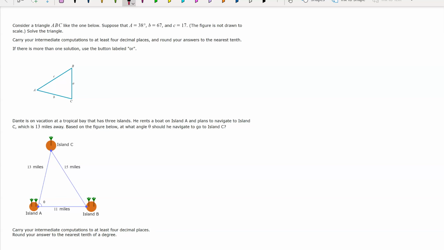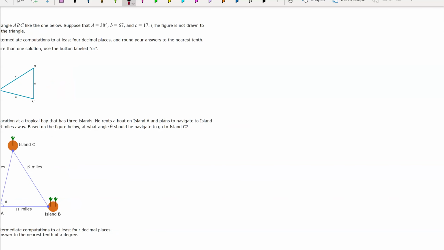All right, so some of you guys are having some problems with the law of cosines, so I thought I would make you a quick video here to show you how to solve law of cosines problems. So let's talk about what the law of cosines says.